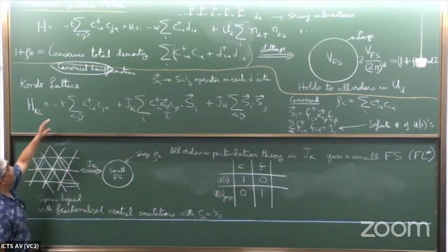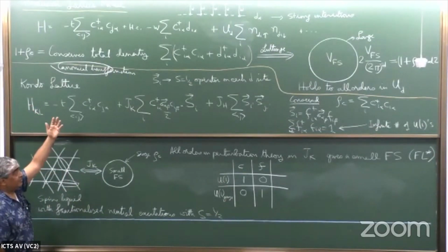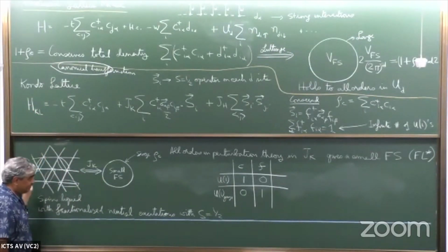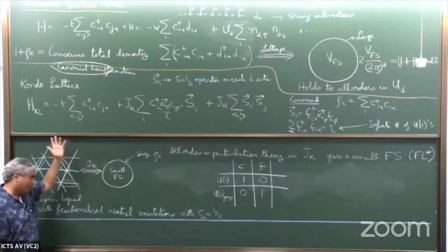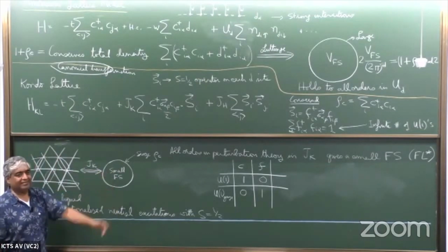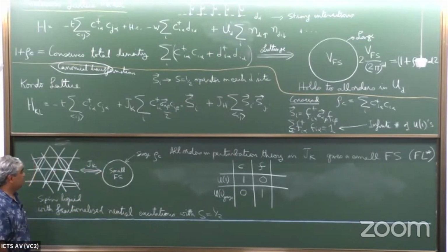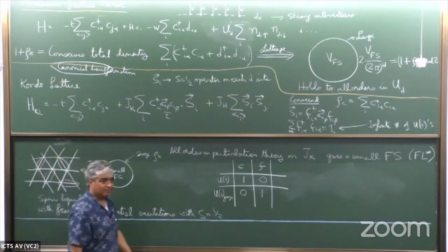In the Hubbard model, Anderson lattice formulation, the FL is obvious. In the Kondo lattice formulation, once you think this way, FL star is obvious. Now what I want to show you is that you can also get FL in the Kondo lattice approach.